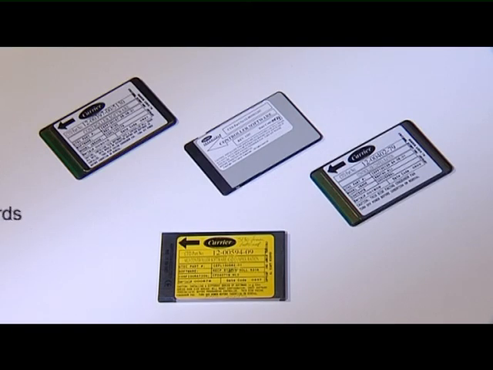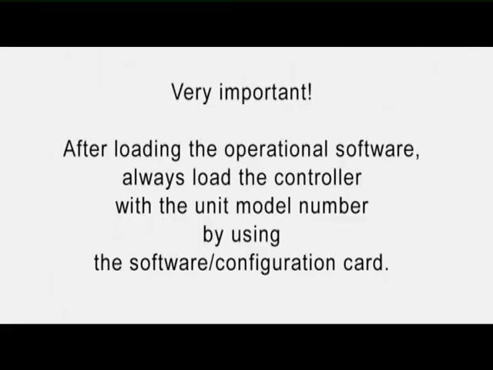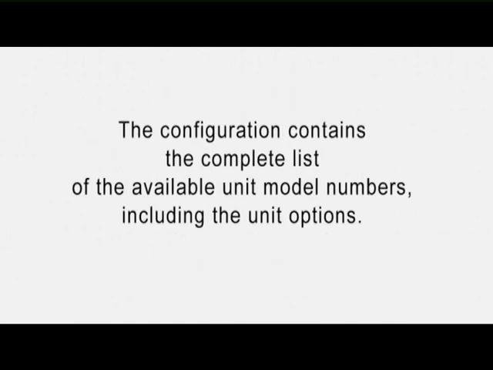Software and configuration are loaded into the controller by using the software configuration cards. The operational software contains the complete unit operating instruction set. It tells the controller hardware what to do. Very important: after loading the operational software, always load the controller with the unit model number by using the configuration card. The configuration file contains the complete list of the available unit model numbers, including the unit options.